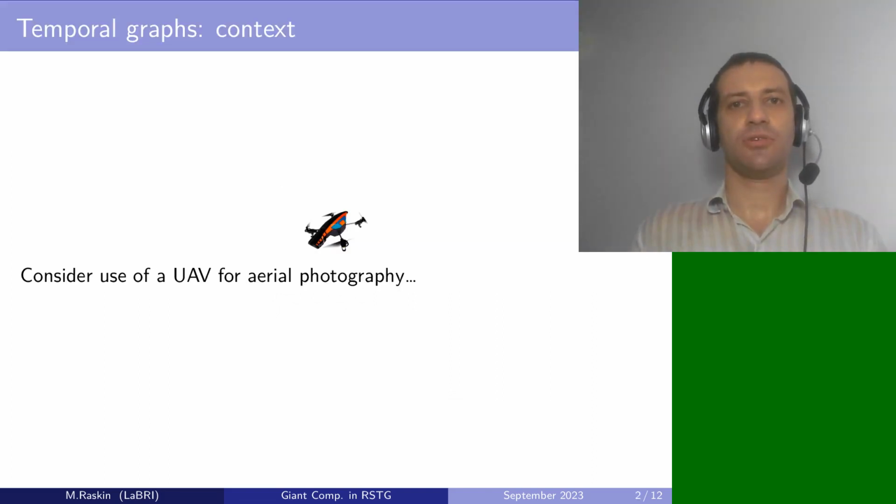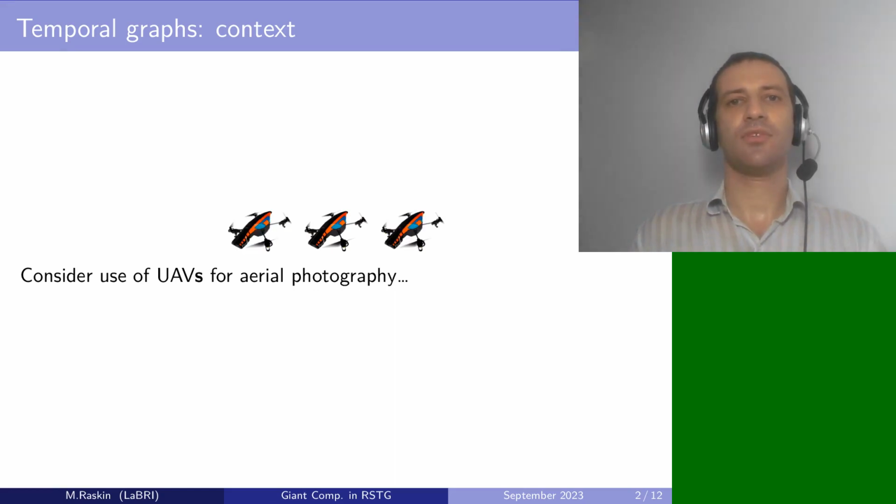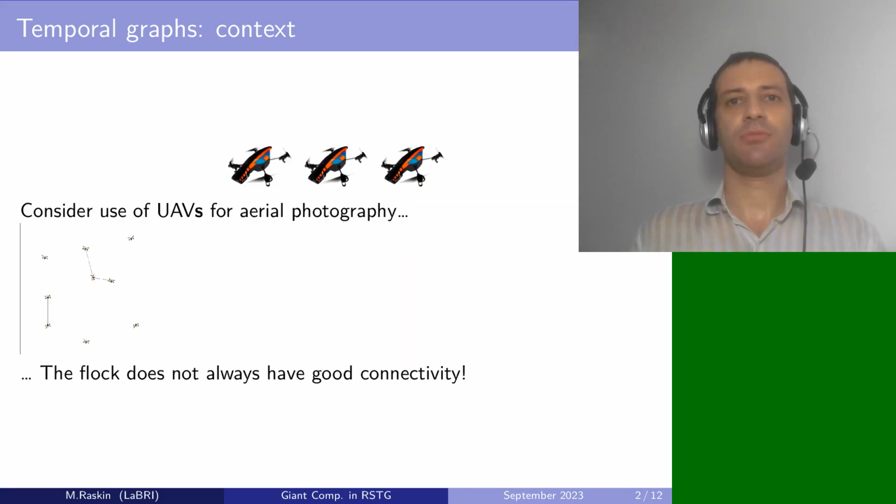First, in which context can temporal graphs arise and what is the intuition behind them? Consider that you want to do some aerial photography and you are using a drone to do the photos. Sorry, a small correction. You are using multiple drones to make the photos. You probably want some amount of communication and coordination inside your drone flock. Unfortunately, of course, not all drones can reliably communicate to each other.